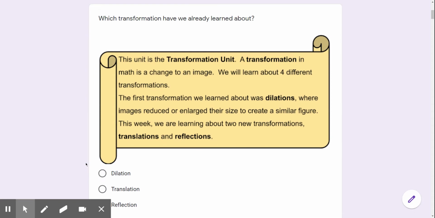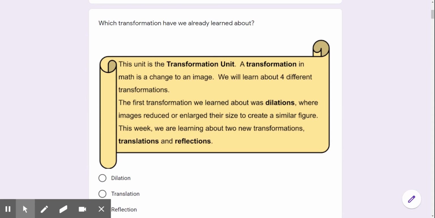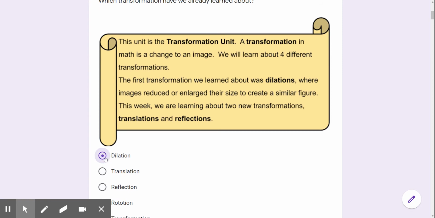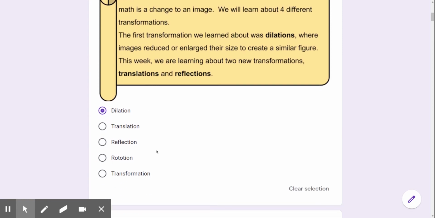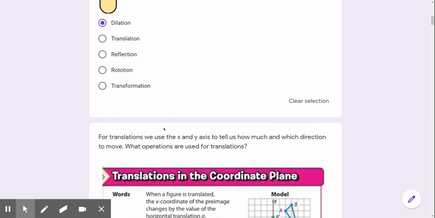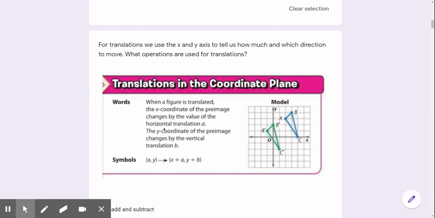So which transformation have we already learned about? We have already done dilation. Translation and reflection are this week. Rotation, I spelled that wrong. Rotation is next week, and then transformation is just the name of all of these types of transformations. All right, so let's start with translation.